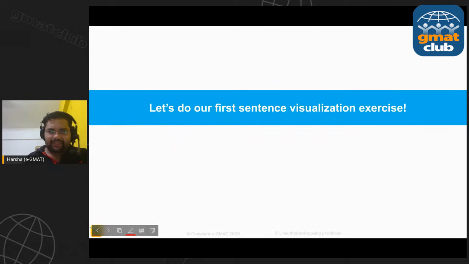So let's do our first sentence visualization exercise. We're going to start off with a very simple one. The key point to remember is, I'm going to give you around a minute. This should take you only around 30-40 seconds, but I'm still going to give you around a minute. Once that minute is done, you will not have the sentence for reference. You will see a set of 4 questions. You have to answer those 4 questions without any reference to the sentence. That's the challenge, because I'm trying to build your ability to visualize. All right. So let's get to it.